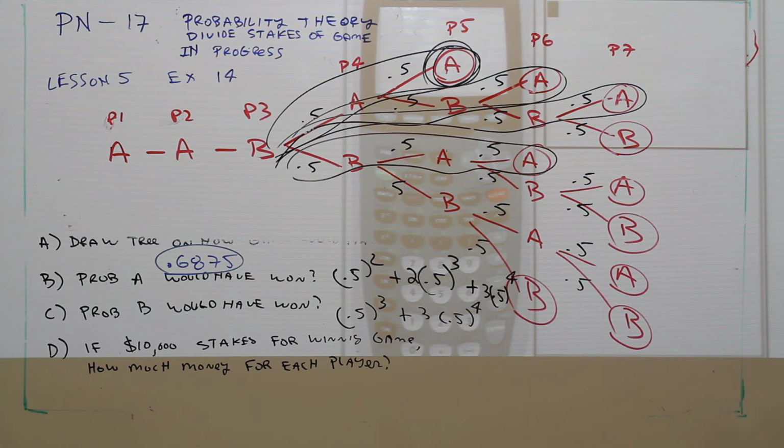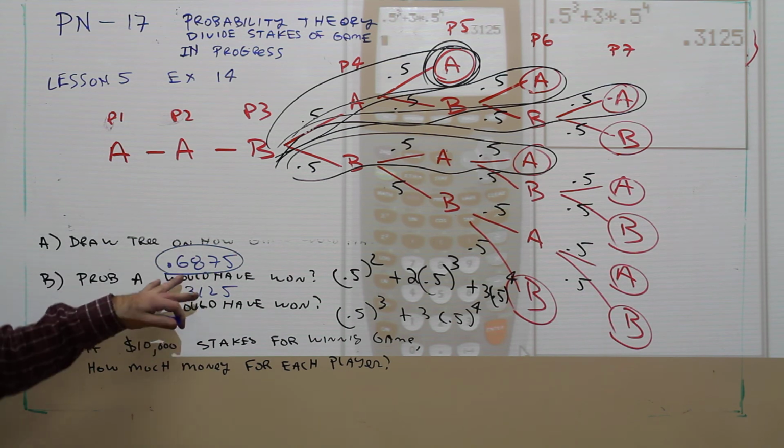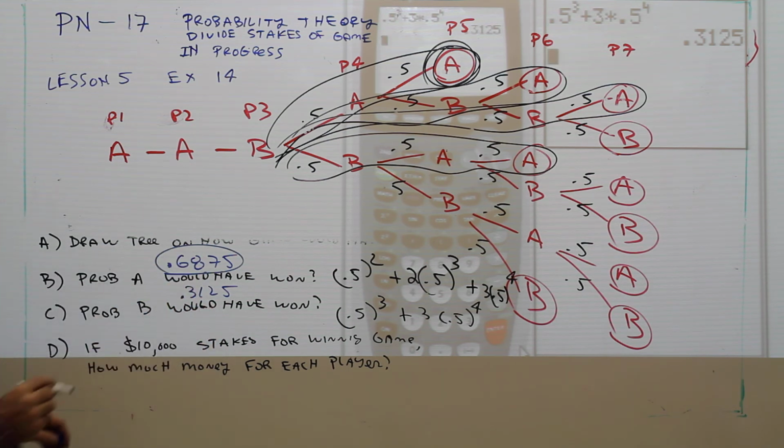All right, for B, I've got 0.5 cubed plus 3 times 0.5 to the fourth, and I get 0.3125. Those will add up to 1, so that makes sense.